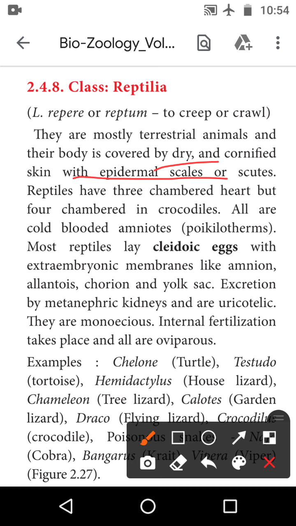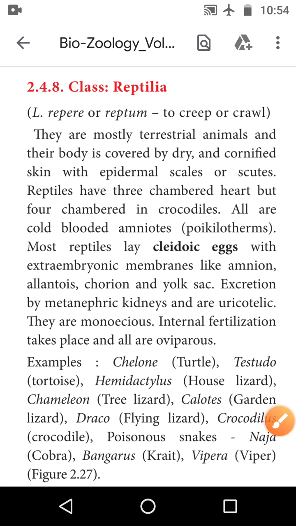The reptiles have a three-chambered heart. What are the three chambers of the heart? The three chambers are one auricle and two ventricles. Already you know amphibians also have a three-chambered heart, but amphibians have two auricles and one ventricle, while reptiles have one auricle and two ventricles.